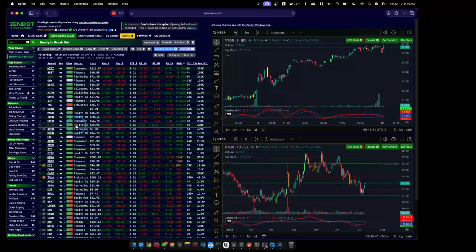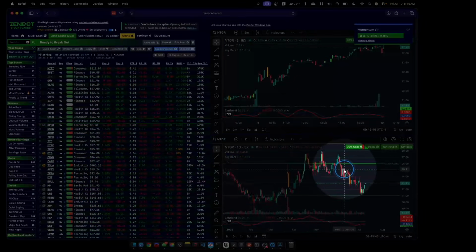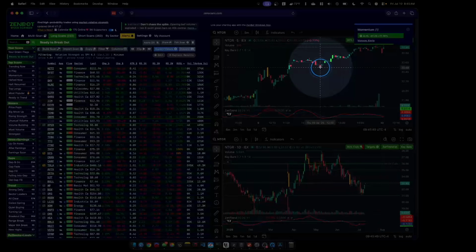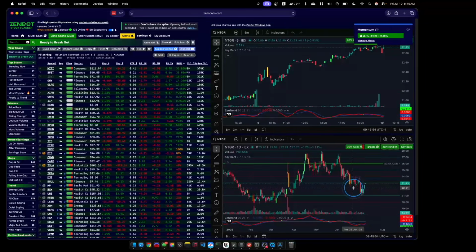So here's a good example, NTGR. On the daily chart, we see it breaking out. On the 5-minute chart, we see it consolidating. So potentially a trade right there.